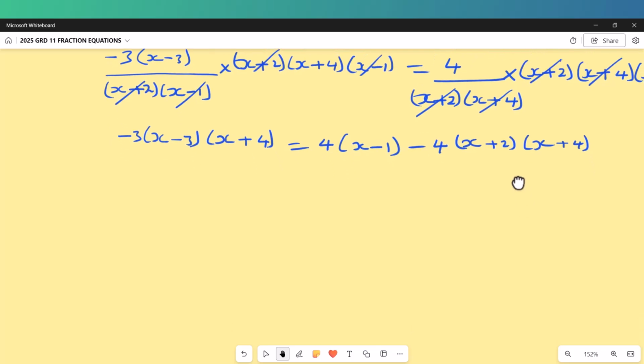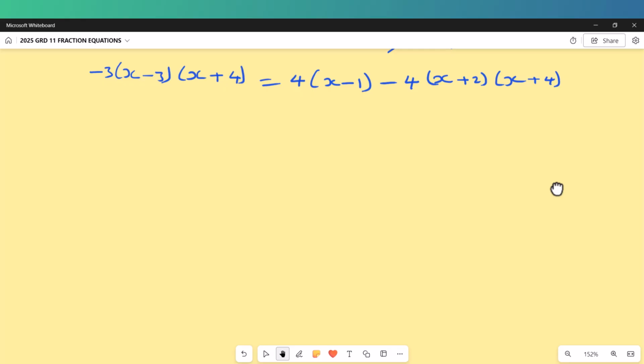Now I can keep the negative 3 first of all. I will say negative 3 here. Open bigger bracket. Now x times x, that is x squared. X times 4, that is 4x. Negative 3 times x, minus 3x plus 4x becomes plus 1x. And then negative 3 times positive 4 becomes minus 12.